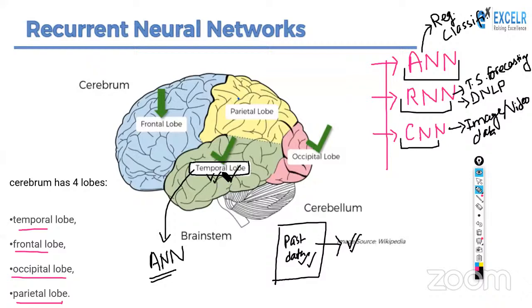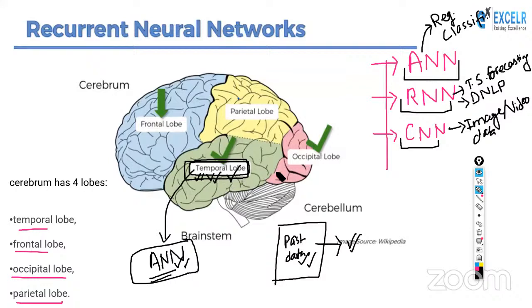So in our mind, based upon our past experiences, and these past experiences include experiences from a number of past years, we decide what to do and what not to do in a particular situation. This is very much similar to the ANN, or you can say ANN functionality is very much similar to the temporal lobe.